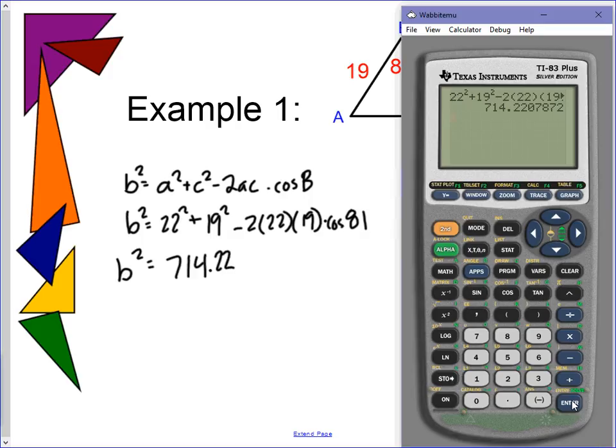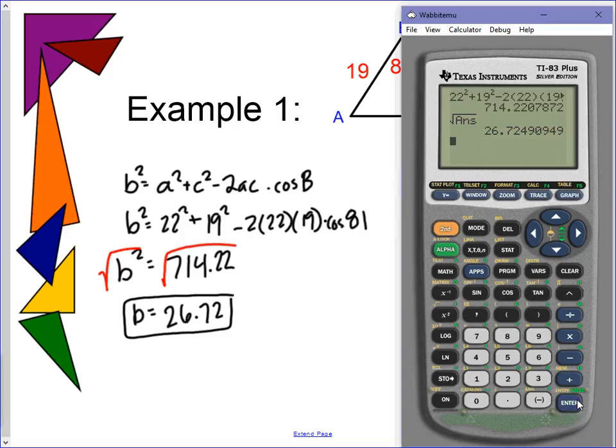Is that your missing side? No. What do you have to do? Square root. Remember, we can avoid rounding till the last moment by using our second answer button. So I'm going to do second x squared to get the square root, and then I'm going to do second answer. That's just going to pop all that 714.22 yada yada right in there, and I get 26.72. I just found the missing side. So it's really not a whole lot of work on your part other than knowing the formula. The calculator is going to do the majority of that work for you.